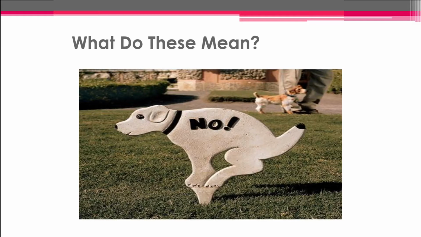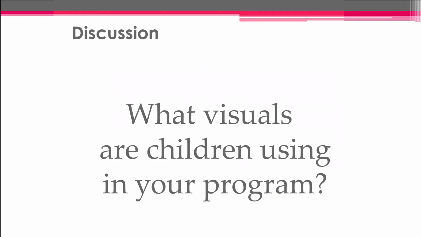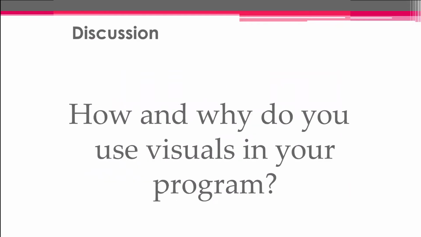Some common gestures that children use to provide a visual message are raising up their arms to indicate they want to be picked up, pointing a finger in order to get something or show what they want, looking at an adult and then at a toy for reassurance, nodding their head for yes, reaching towards an object with a hand to make a choice, pushing an object away to refuse, or bringing an object to you for help. What visuals are children using in your program? How and why do you use visuals in your program?